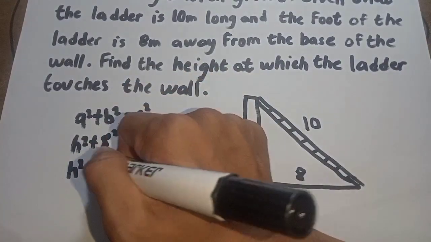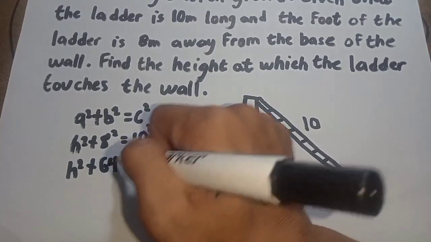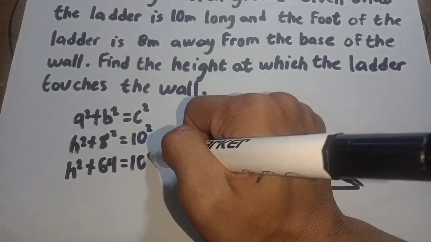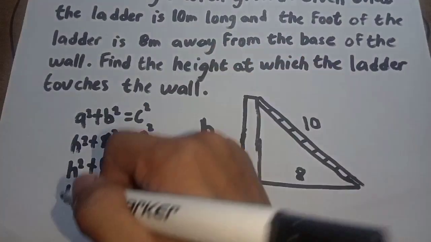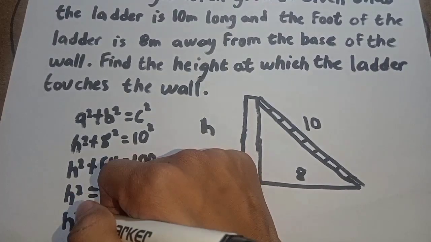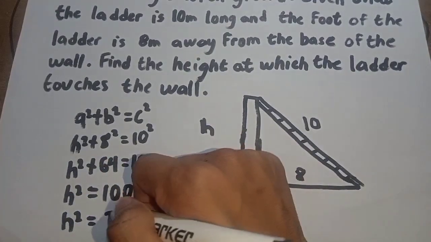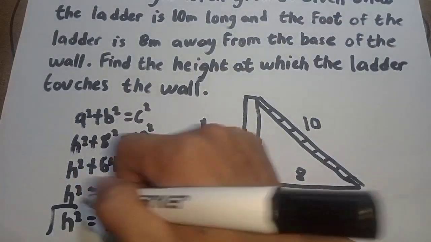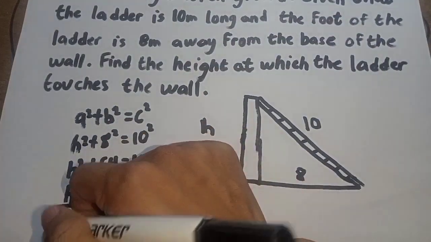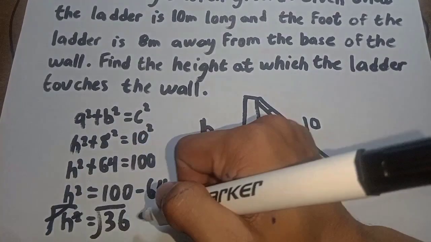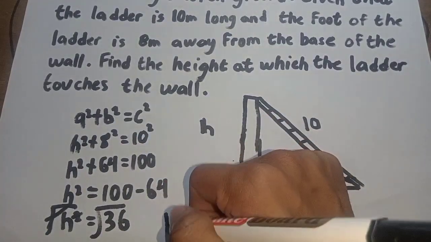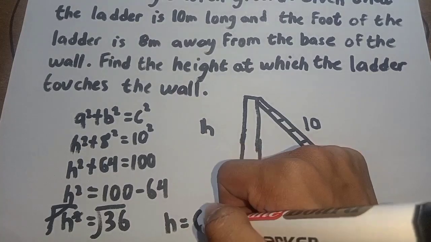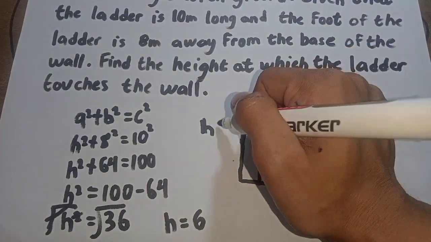8 squared plus h squared is 64 plus h squared, and 10 squared is 100. Let's transpose, or use the subtraction property of equality. Let's do the math: 100 minus 64 is 36. And now take the square root of both sides to get the value of h. The square root of 36 is 6. So the value of h is 6.